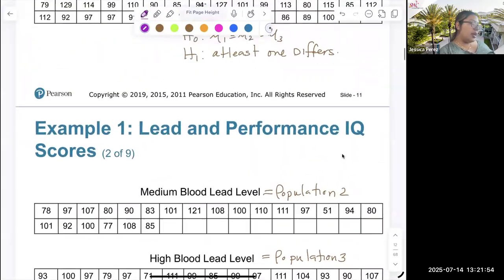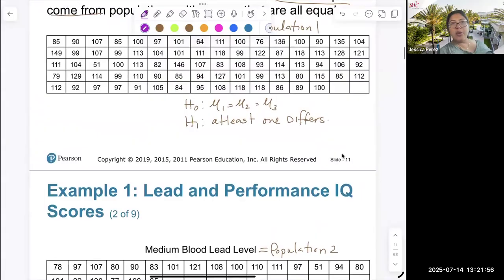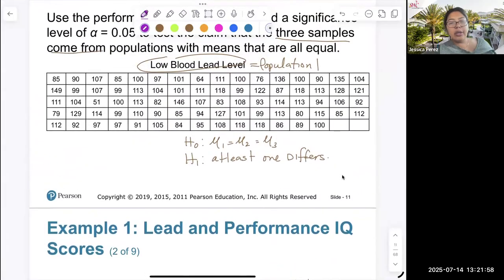So in order for us to actually perform the ANOVA test, we are going to go to StatDisk and look at the p-value. So let's do that together. I'm going to go into my computer and then I'm going to share my screen from StatDisk.